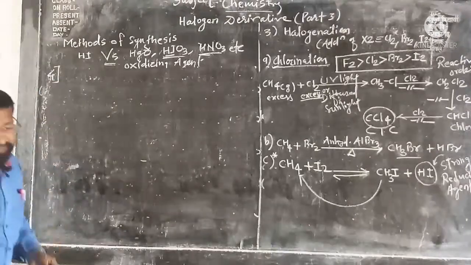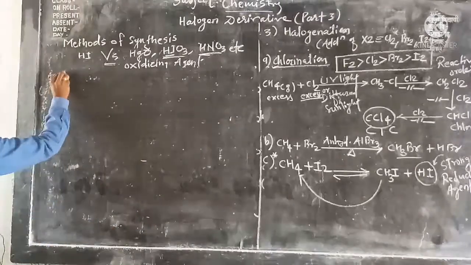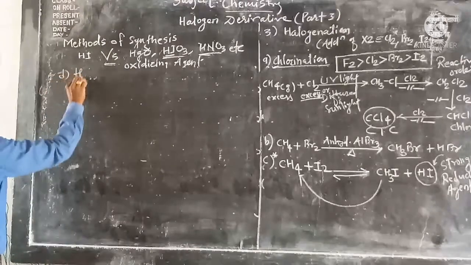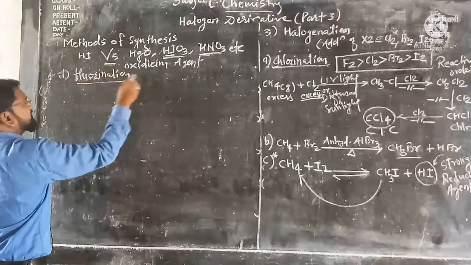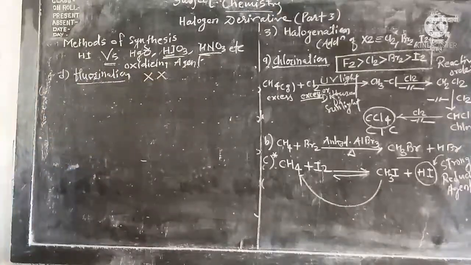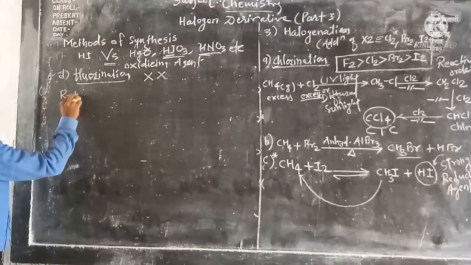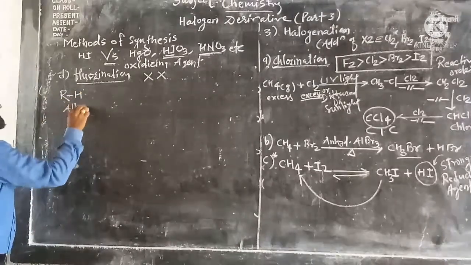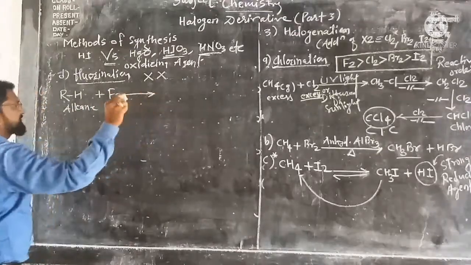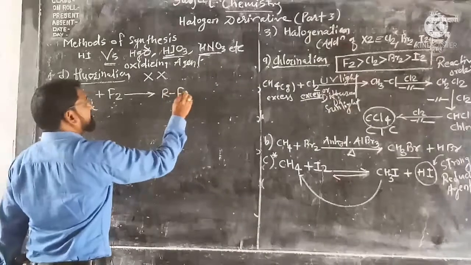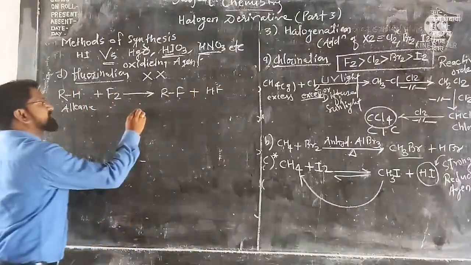Okay, before that, fluorination. One more is there. Fluorination, number D. Now see here, this reaction is not possible. Why? Because this is the reaction of alkane plus F2. What happens here? If we write like this, RF plus HF, okay? Now this reaction is highly explosive.